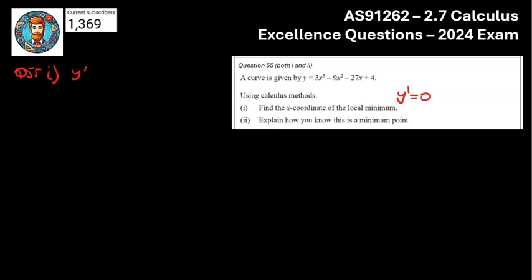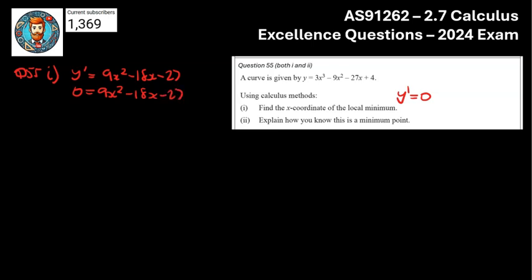So y dash will be equal to that derivative. So 3x cubed will differentiate to 9x squared. Minus 9x squared will differentiate to negative 18x. Negative 27x goes to negative 27, and the 4 goes away. I now set it to 0. So 0 will be equal to 9x squared minus 18x minus 27.